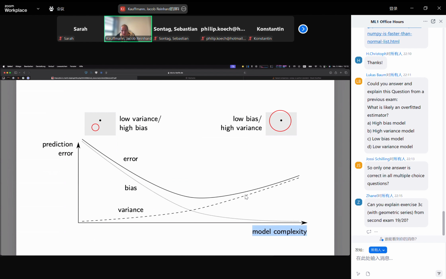Only one answer is correct in all multiple choice questions. Yes. But one question to that: wouldn't low bias be correct as well when we go to the right, when we talk about model overfitting? When we have a complex model, we have a high variance and a low bias. So could you argue that overfitting happens when we have a low bias as well? Then C would be correct as well. Or?